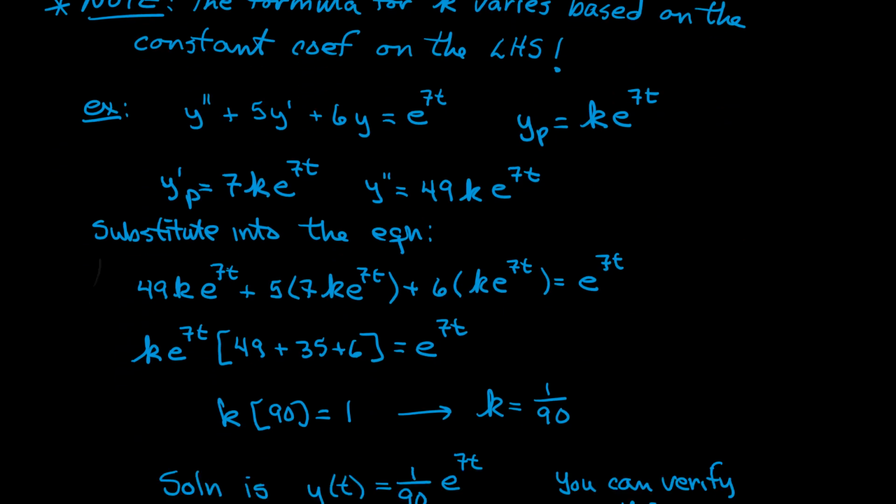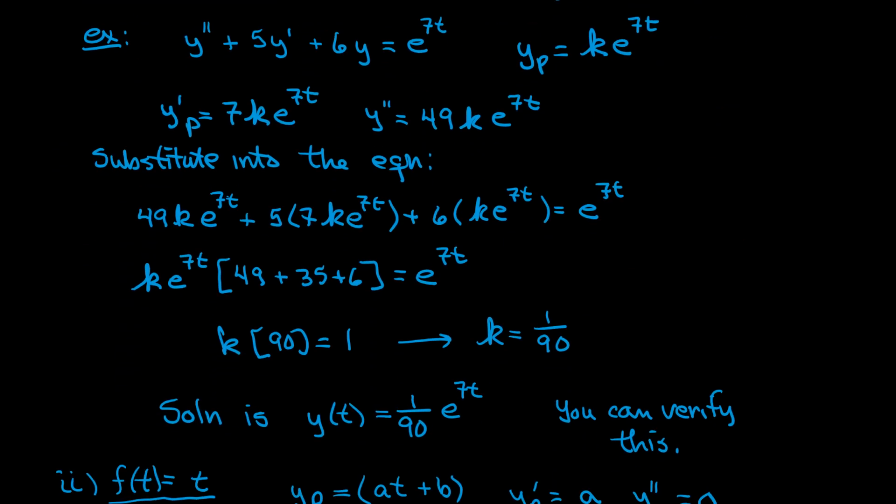Okay, well, what happens if the coefficients are something other than 1? In this particular situation, you can see that we have y double prime plus 5y prime plus 6y equals e to the 7t. Once again, we're going to propose a solution, k e to the, in this case, 7t, which is going to give us our first derivative of 7k e to the 7t, and our second derivative is going to be 49k e to the 7t.